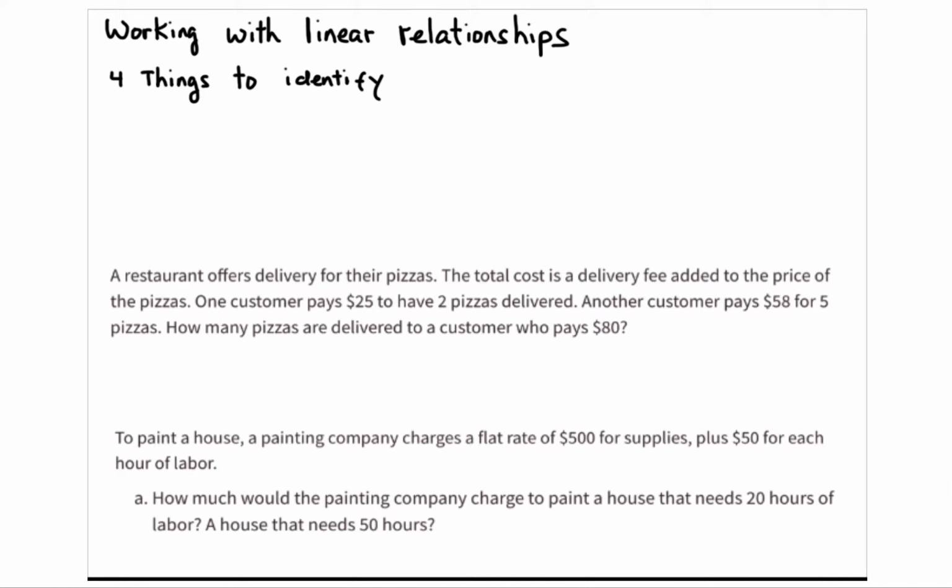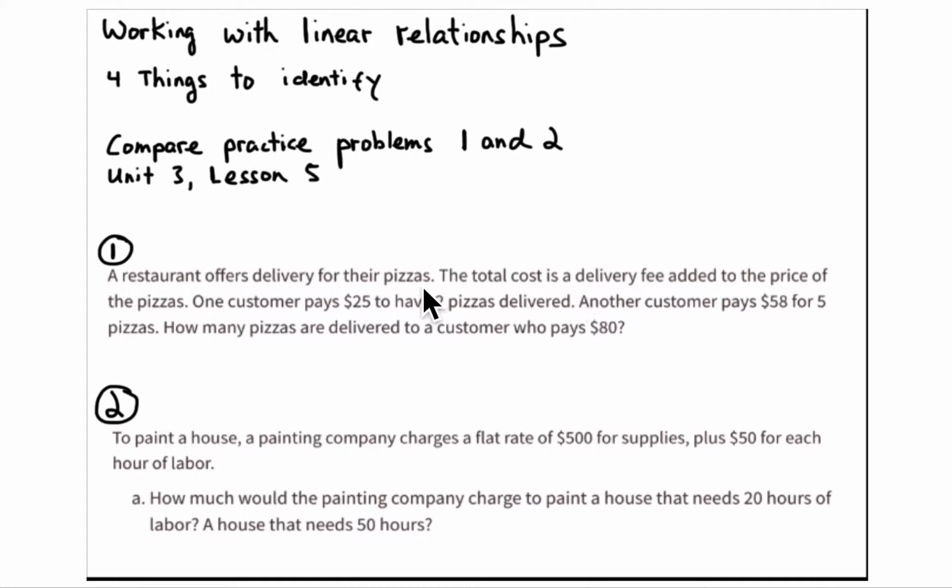As I was looking at problems number 1 and 2 for lesson 5, I noticed that there were 4 things that I was considering in each problem. And as I listed that information and highlighted, circled, underlined it, it became clear that if I identified those 4 pieces of information, it led me down a path to, in an organized way, solve the problem. So I'm going to compare practice problems 1 and 2 from Unit 3, Lesson 5.